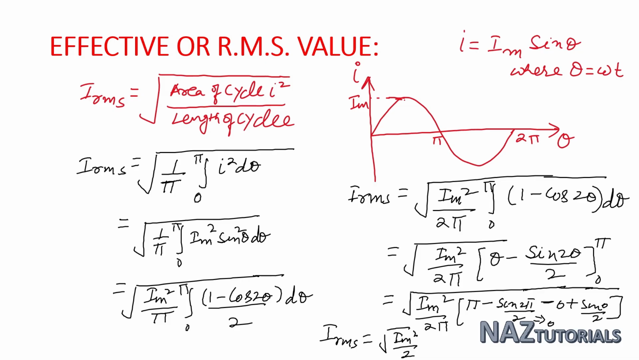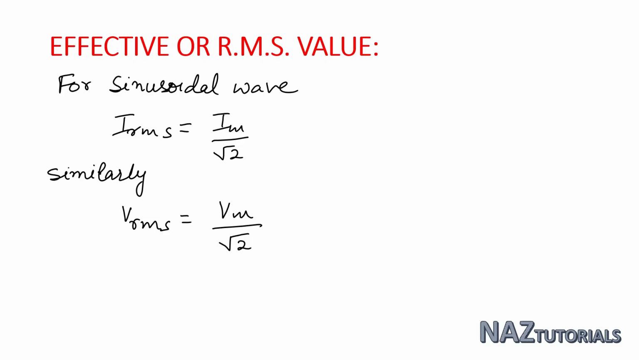So this RMS value is Im divided by root 2. For the sinusoidal wave, the root mean square value is Im divided by root 2. For the sinusoidal wave, the RMS value of current is Im divided by root 2. Similarly, the RMS voltage is Vm divided by root 2. That RMS is defined in our AC supply system. So if you say this is a 230 volt 50 hertz AC supply, that 230 volt is the RMS value.